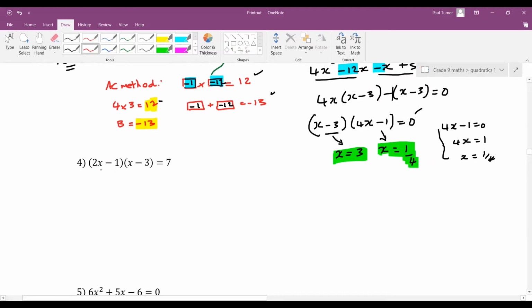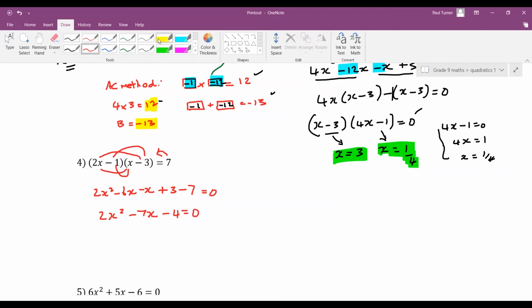So we've got 2x times x, 2x squared, 2x times minus 3, minus 6x, minus 1 times x, minus x, minus 1 times minus 3 is plus 3. Now the 7 will come over to become minus 7 equals 0. So it's starting to look like a quadratic now. So we'll have 2x squared minus 7x, 3 minus 7, that's minus 4, equals 0. Okay, so we have a 2 here, so we'll try our AC method.